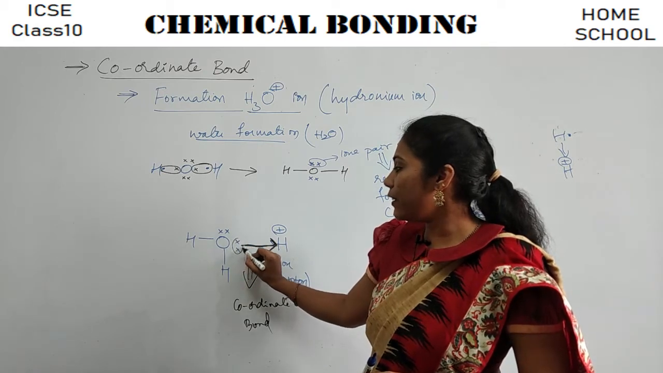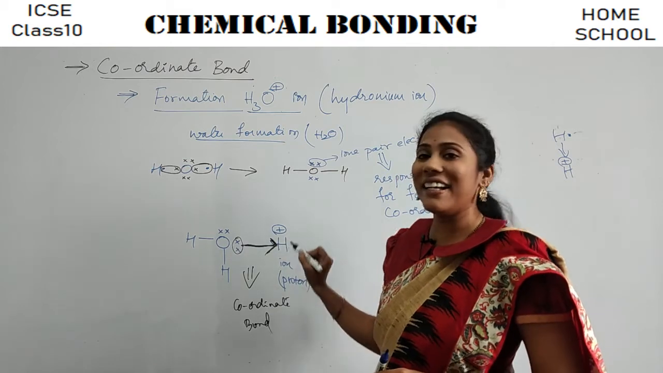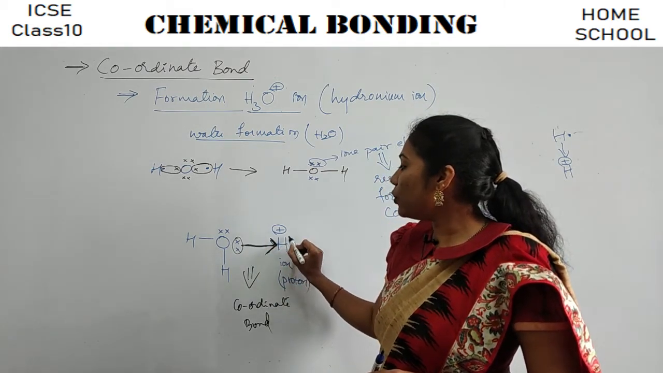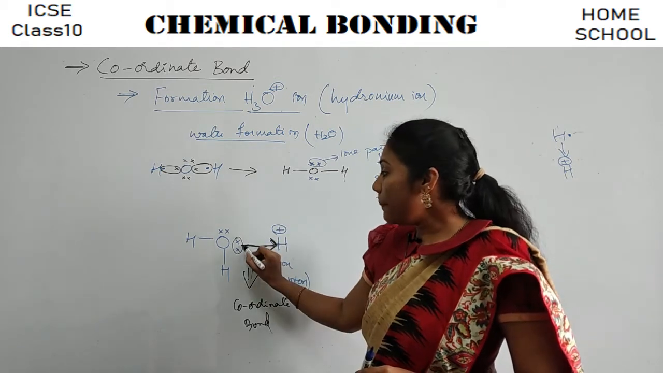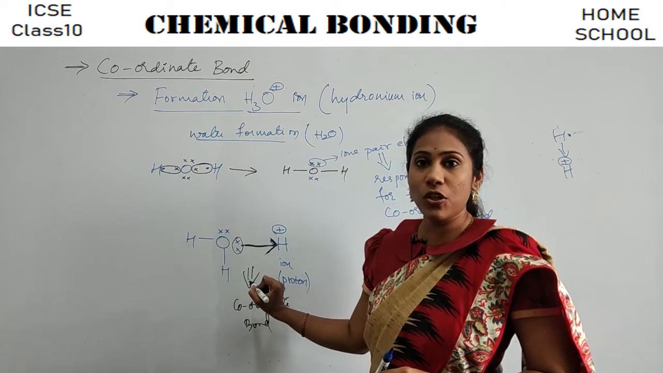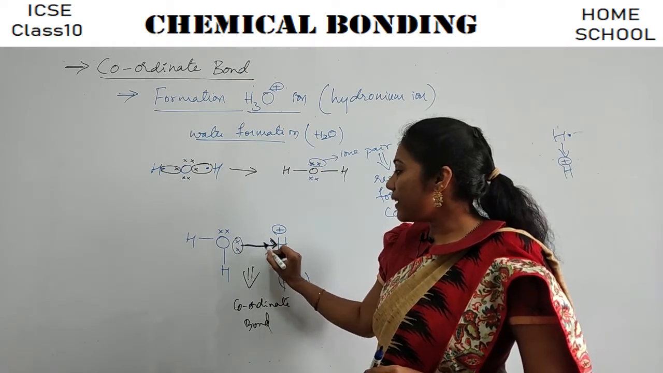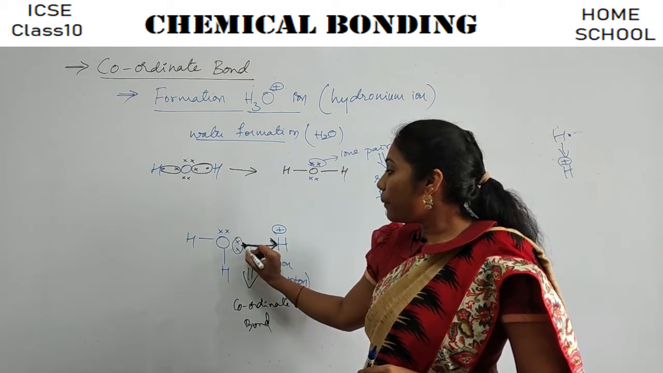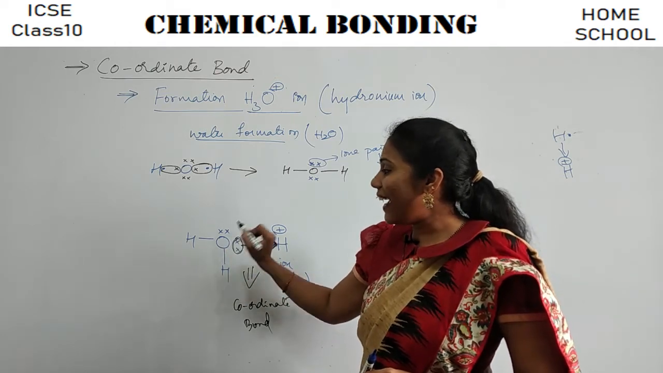This particular lone pair is getting shared with the H plus ion also. Now this lone pair can belong to the H plus ion also, right? And the lone pair can belong to oxygen also, right? And here this bond is a coordinate bond, right? Here both the electrons belong to one atom only.